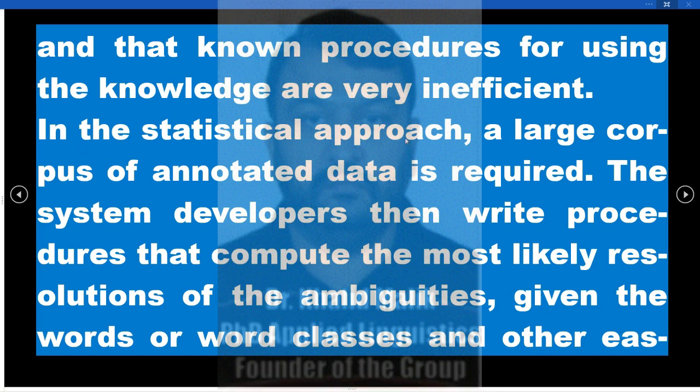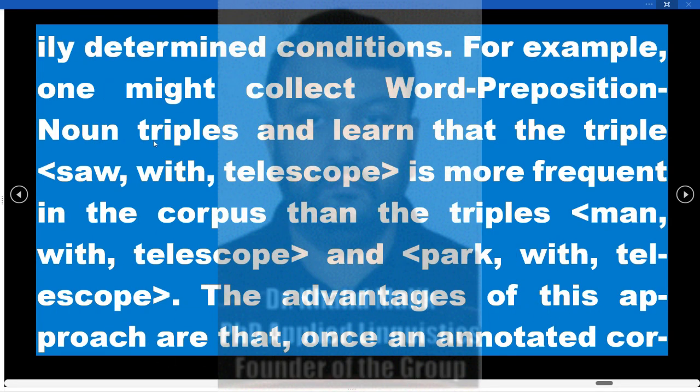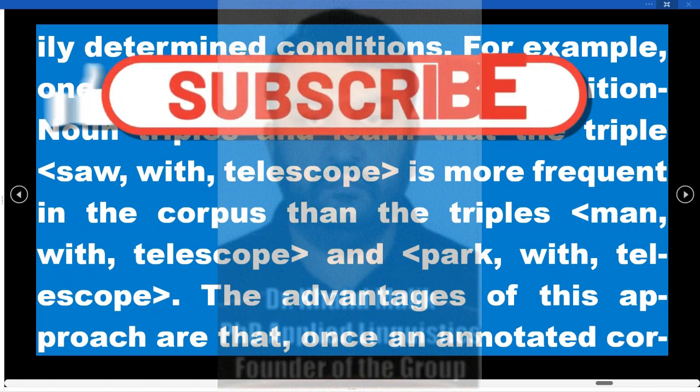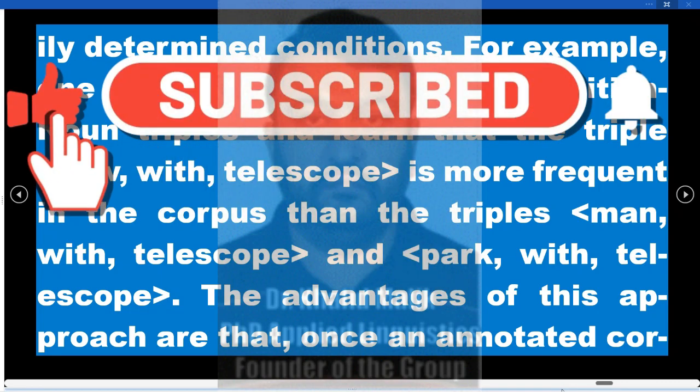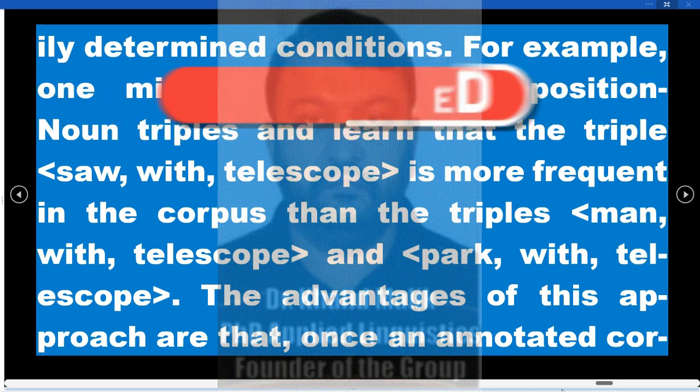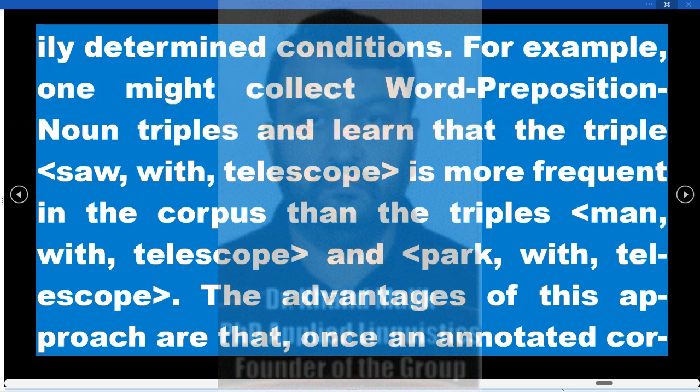In the statistical approach, a large corpus of annotated data is required. The system developers then write procedures that compute the most likely resolutions of the ambiguities, given the words or word classes and other easily determined conditions. For example, one might collect word-preposition-noun triples and learn that the triple "saw, with, telescope" is more frequent in the corpus than the triples "man, with, telescope" and "park, with, telescope."